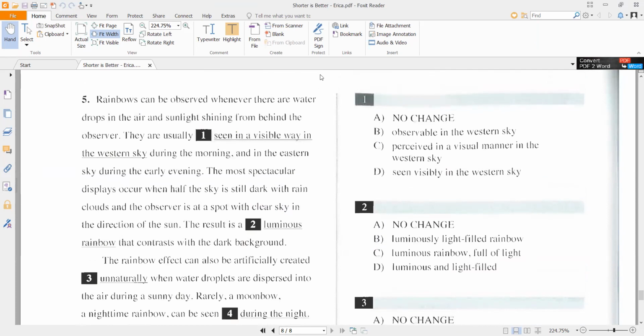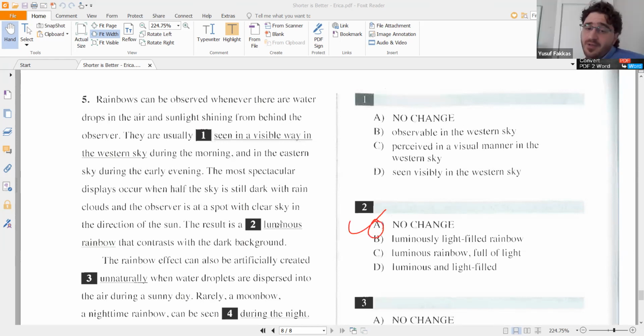Okay. So Yahya, here we're saying that the result is a luminous rainbow that contrasts with the dark background. So Yahya, which one would you choose for question number 2? A. No change. Thank you. Because what's the meaning of luminous? Bright. It means bright. It means full of light, light filled.